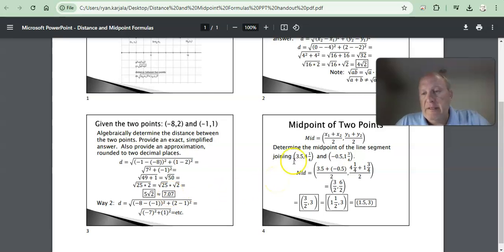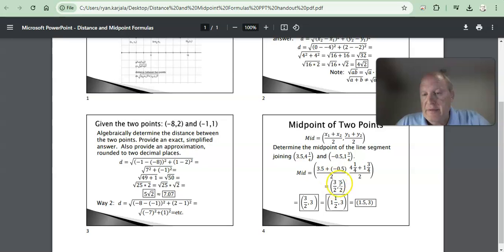Now the next thing we're going to talk about is the midpoint. So midpoint is like the halfway point between 2 points, or it's the average. So to figure out the midpoint, you're going to average the x's and you're going to average the y's. So to average, you add the two numbers together and divide by 2. So x1 plus x2 divided by 2, y1 plus y2 divided by 2, and here's the math.